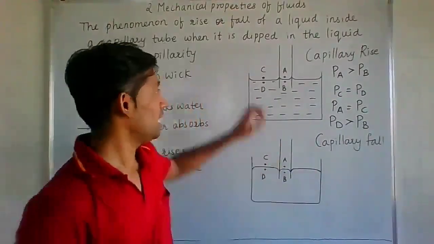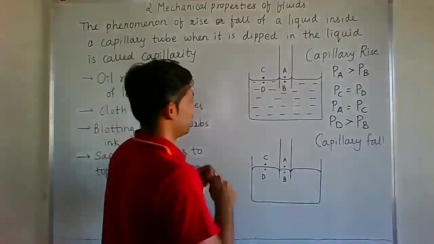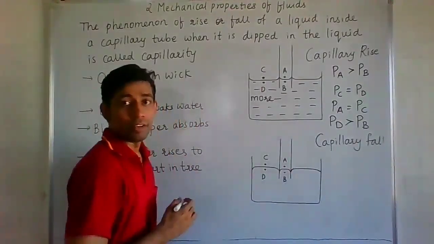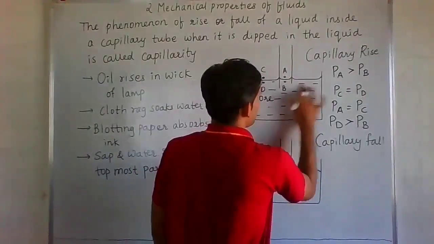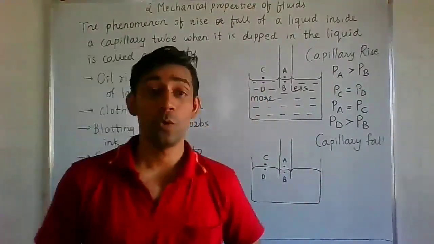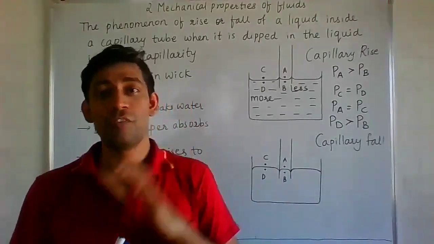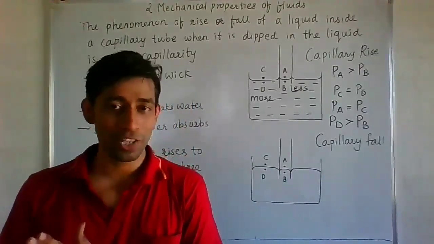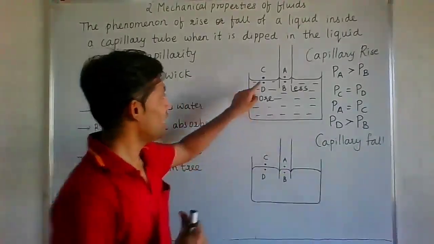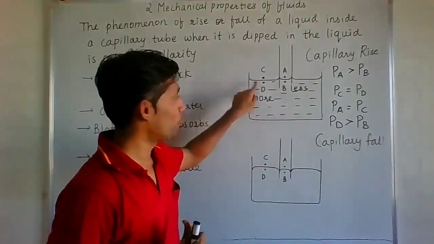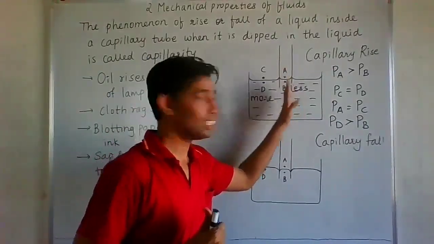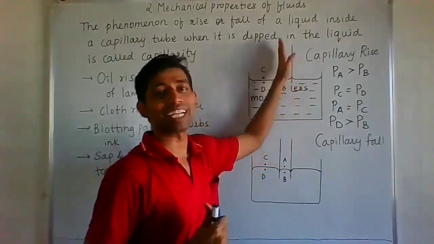So try to understand, here pressure is more. On this side, the pressure is more, whereas on this side, the pressure is less. Correct? So what I told you, liquids will flow from the more pressure region to the lesser pressure region. So that is how the liquid will flow from D to point B, like this. And that is how the liquid rises.